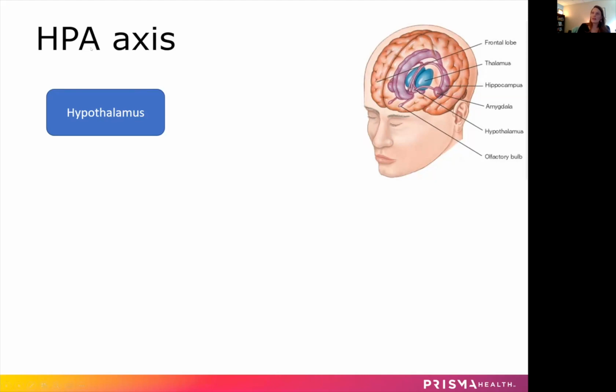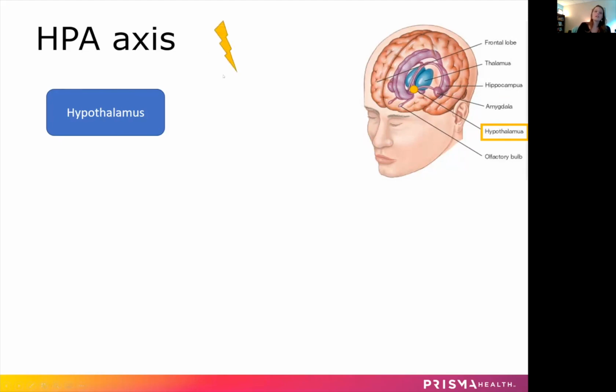something called our HPA axis, which is, the H is for hypothalamus, the P is for pituitary, the A is for our adrenal glands, which are found above our kidneys. And I will point out, here's where our hypothalamus and amygdala are located, here and here. Or I'm pointing out the amygdala because I like to, but that's not the A. Here's our hypothalamus. All right.